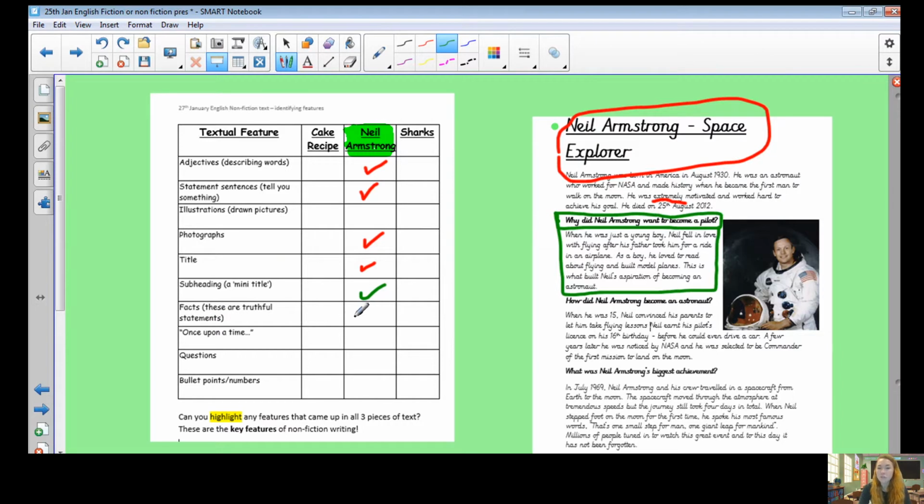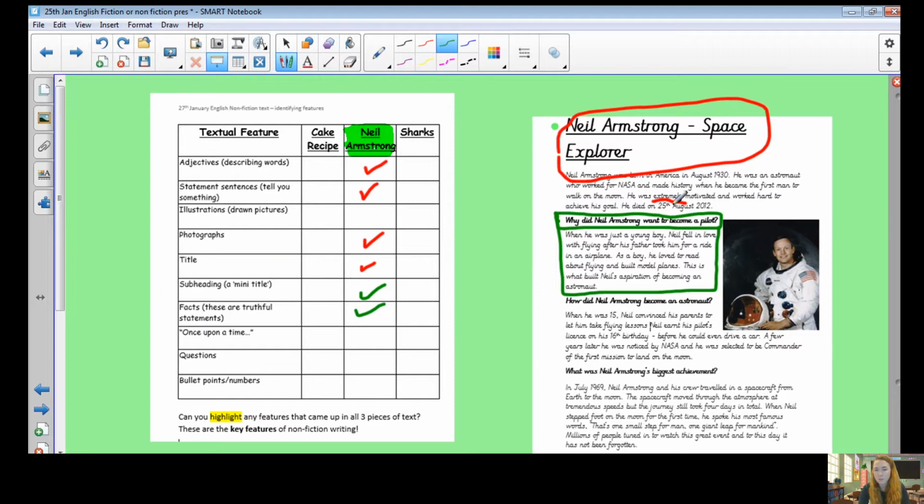Facts. Does it have truthful statements? Yes, it does. It's got lots of those. Does it have once upon a time? No, it doesn't have that, so I'll leave that blank. Does it have questions? I can see it's got this subheading as a question.